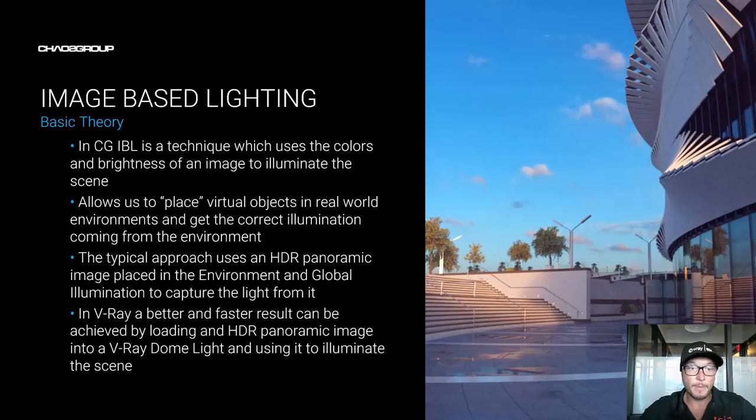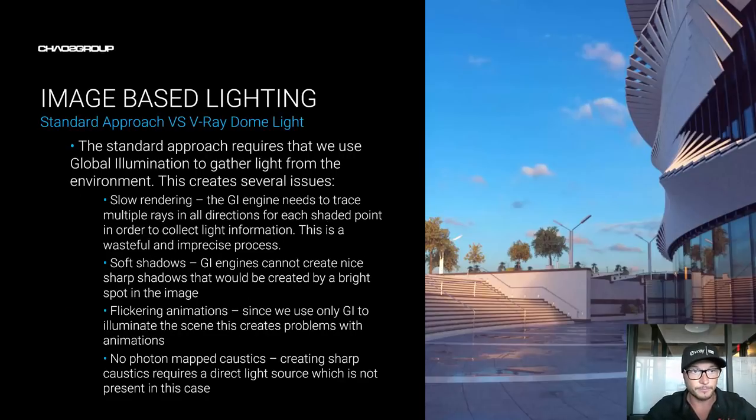In VRay, a better and faster result can be achieved by loading HDRI panoramic images into a VRay dome light and using it to illuminate the scene. So we're going to use a VRay dome light, load up this high dynamic range image, and illuminate our scene by using that image. So we get natural colors, reflections, and all that stuff.